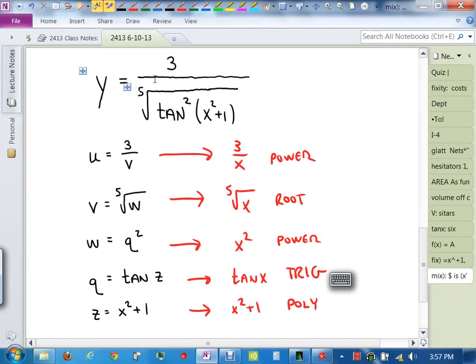And what we're going to be doing later is we're going to take some nasty thing like this up here, and we're going to be trying to figure out what its derivative is. And you don't really know what that means yet. But to do that, instead of trying to attack this big, ugly, nasty thing, you're going to break it down, and you're going to do the derivative of a power, of a root, a power, a trig, and a poly. And those will be easy to do. And then you somehow combine the answers together. But you got to be able to break it down.